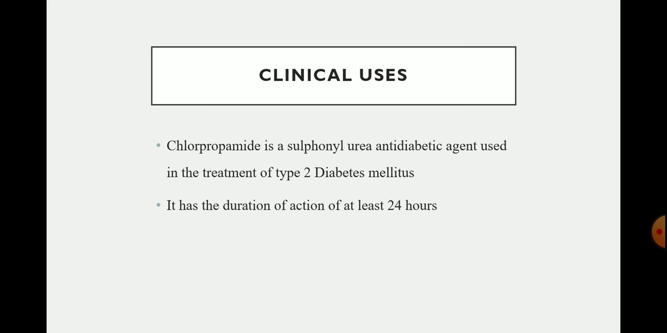Next, the clinical uses. Chlorpropamide is a sulfonyl urea anti-diabetic agent used in the treatment of type 2 diabetes mellitus. It has a duration of action of at least 24 hours.